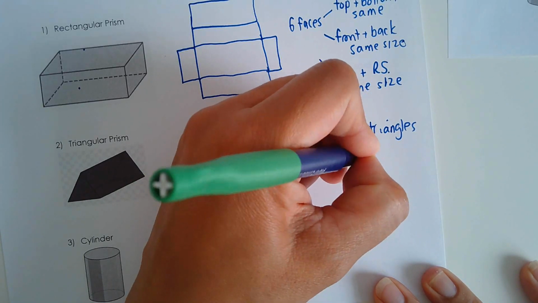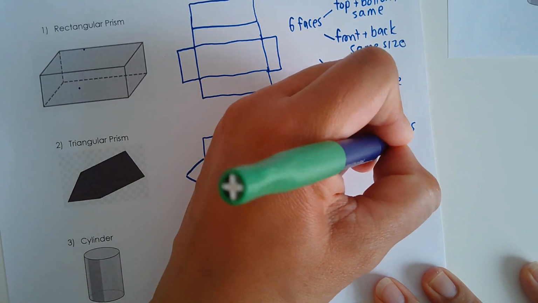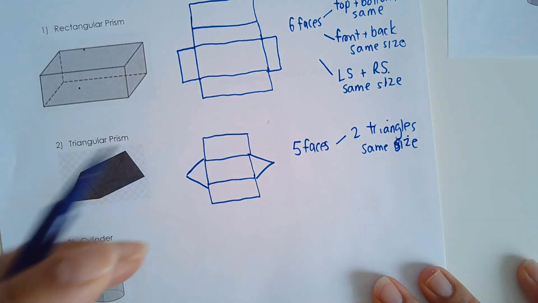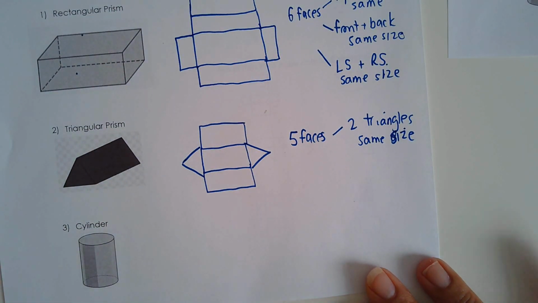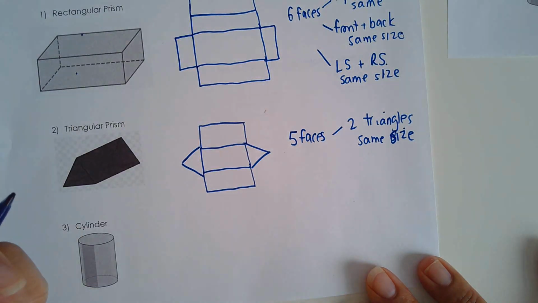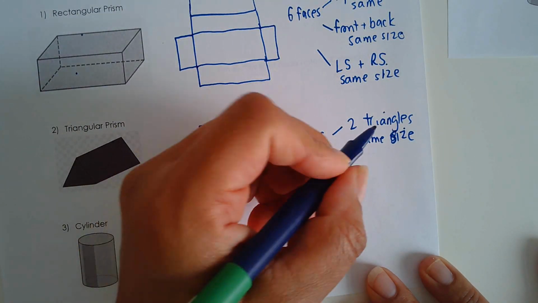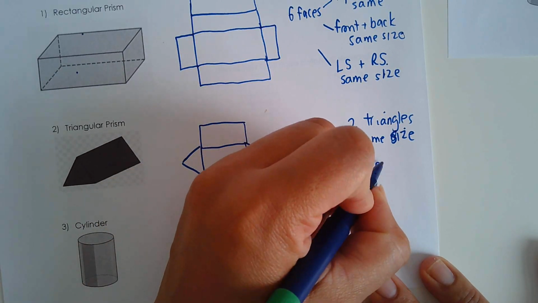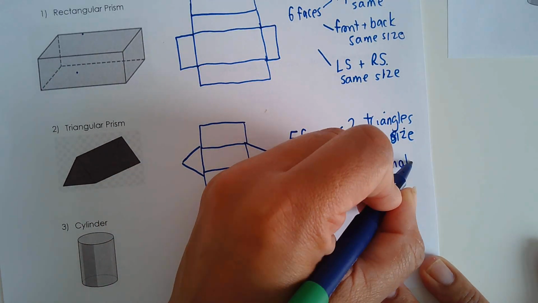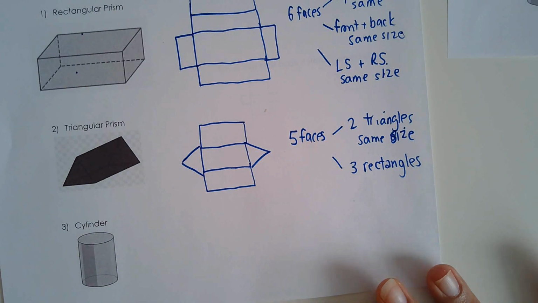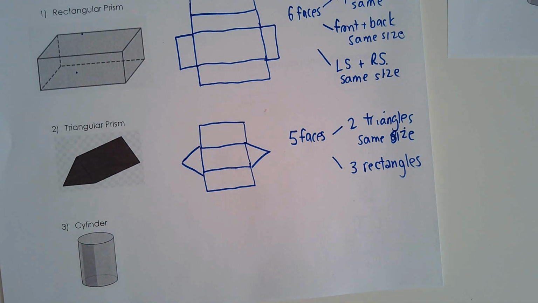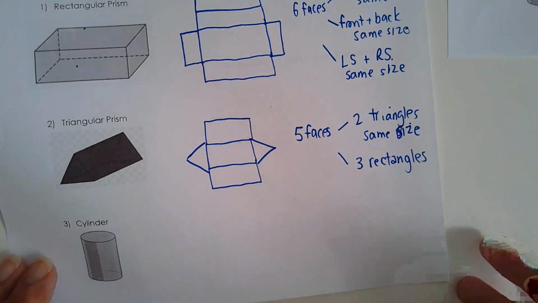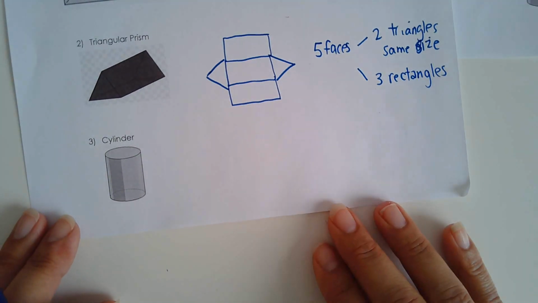that are the same size, so they have the same dimensions, and that once again will become important next section 2.3 when we're calculating the actual surface area. And then a triangular prism has 3 rectangles, and their sizes can vary depending on the triangular prism itself. And then our third shape is a cylinder.